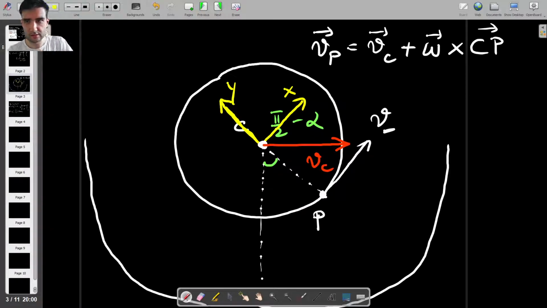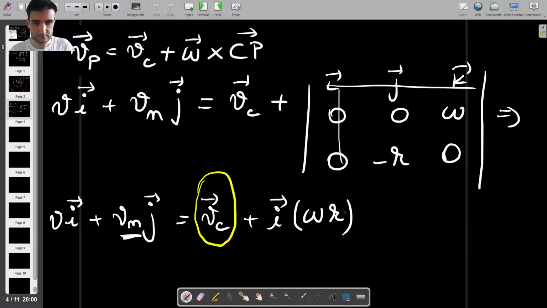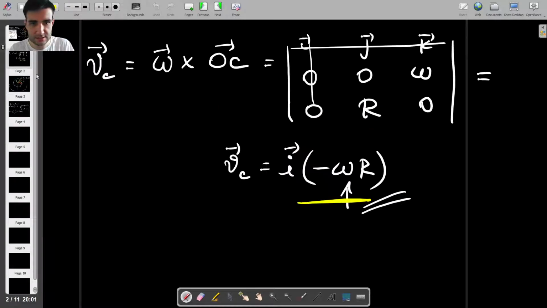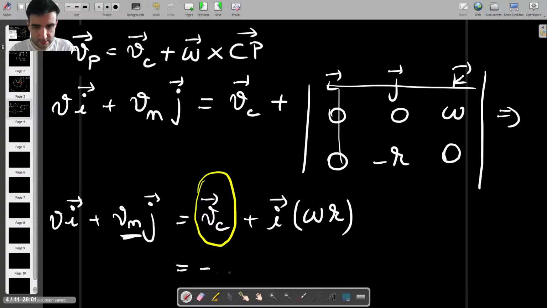Okay, and what we have is the following. So this angle here is the same as this angle here, which is the same as pi over 2 minus theta. So this angle is pi over 2 minus alpha. And then this is equal to Vc, and instead of Vc, I will write what Vc actually is, which is minus omega capital R.